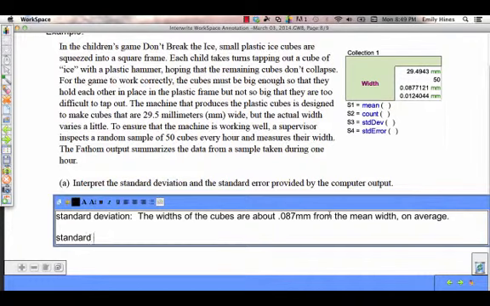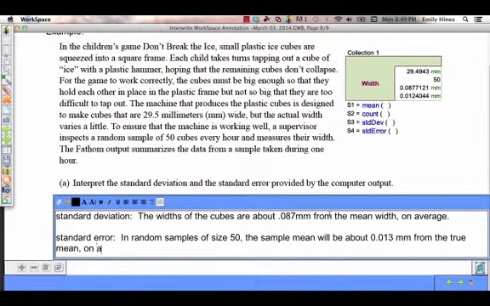Standard error means that in random samples of size 50, the sample mean will be about 0.013 millimeters from the true mean on average. Okay, those are the differences. In theory, they have the same kind of meaning, but for different scenarios. Standard deviation talks about 1 cube. So the width of any cube on average is about 0.087 millimeters from the mean width.